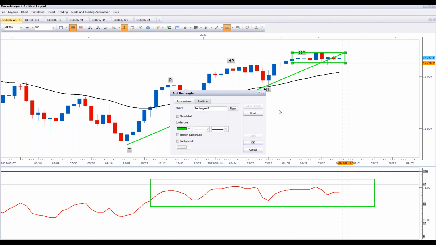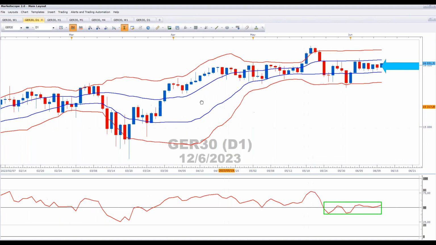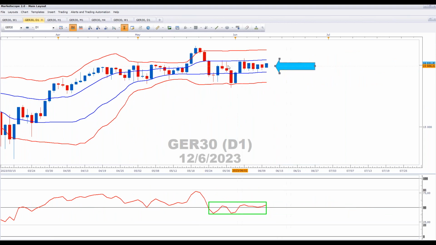We don't really have direction over the last, I don't know, this must be close to 10 weeks. How many have we got here? 1, 2, 3, 4, 5, 6, 7, 8. 8 weeks. Okay, so 8 weeks of sideways movement, and we can see that in the daily chart. The daily chart's just moving laterally.